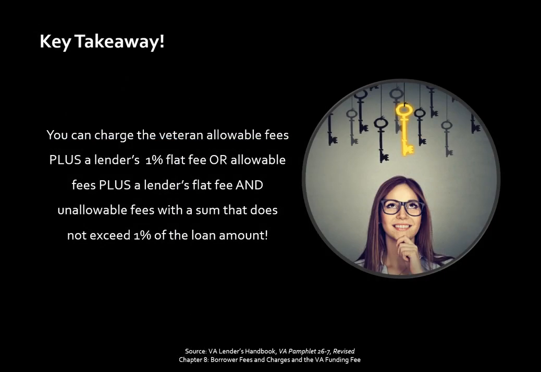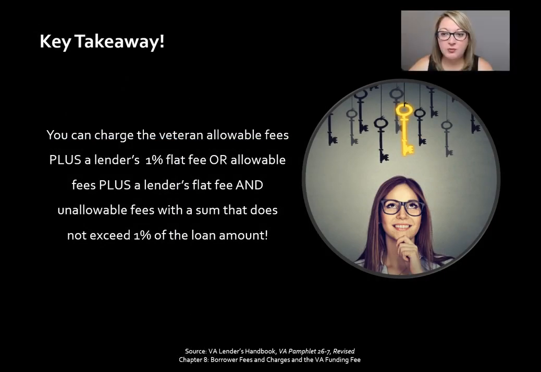The key takeaway here is to remember that you can charge the veteran allowable fees plus a lender's 1% flat fee. Or you can charge allowable fees plus a lender's flat fee and unallowable fees as long as the sum does not exceed 1% of the loan amount. So I get it, it's a little bit confusing. You kind of have to read it over a couple of times, but that's really the key takeaway here.